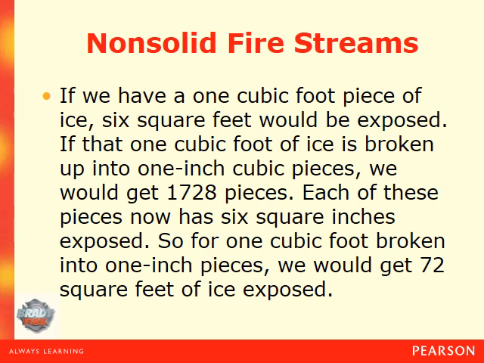So if we have a 1 cubic foot piece of ice and 6 square feet would be exposed, if that 1 cubic foot of ice is broken up into 1-inch cubes, we will get 1,728 smaller pieces, or chips or shavings, whatever you want to call it. Each of these pieces now has 6 square inches exposed to the heat. So for 1 cubic foot broken into 1-inch pieces, we would get 72 square feet of ice exposed, which again is going to absorb the heat, which is the energy, a whole lot quicker and put the fire out.